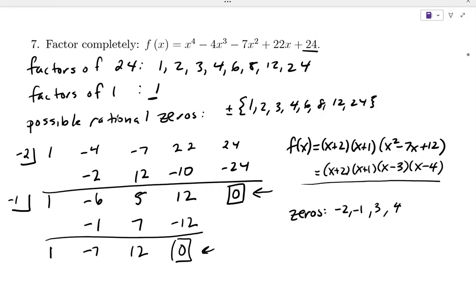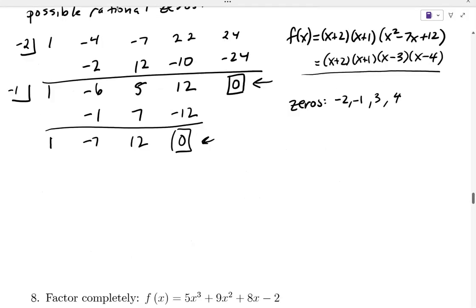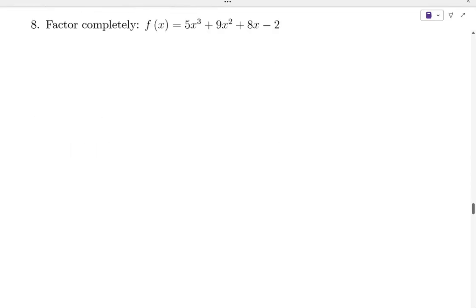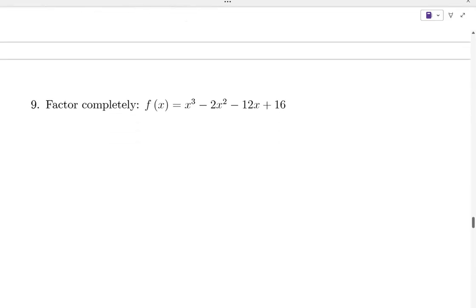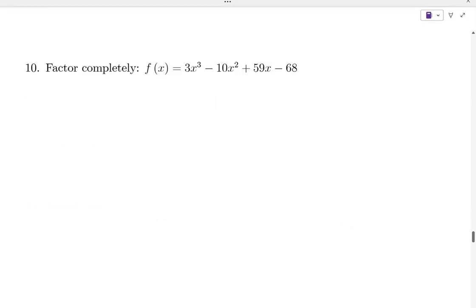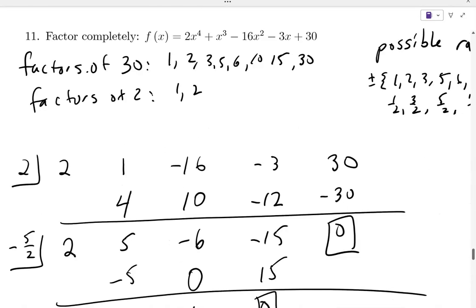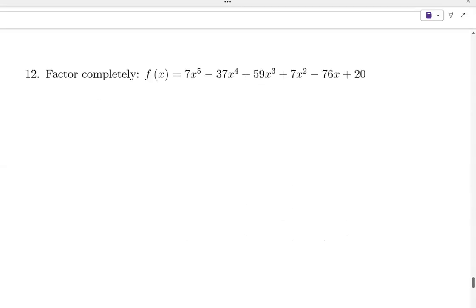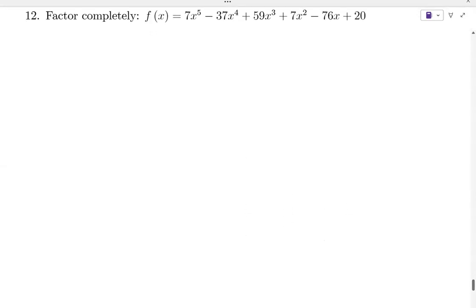Let me do one more, and then I will write up solutions for the other ones that I did not do here. Let's see if I can scroll and find another fourth degree one here. I may have done that one in class. Perhaps the fourth. Oh, here we go. Let's do a fifth degree one. That's a long one. Why not?